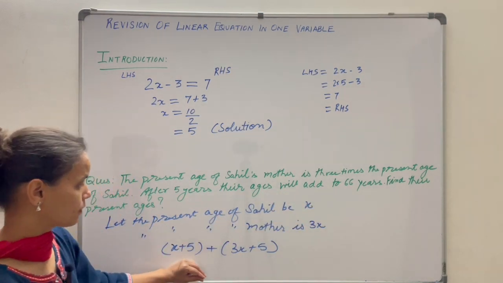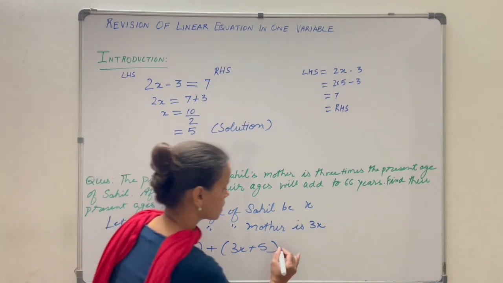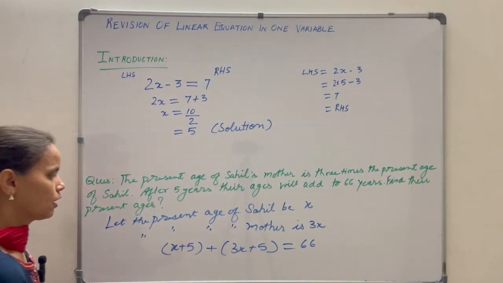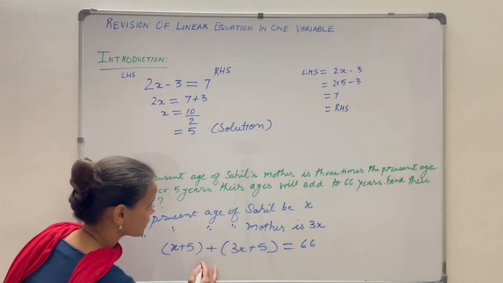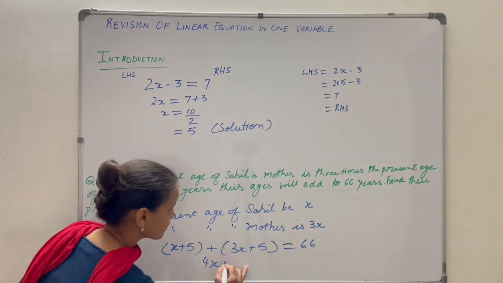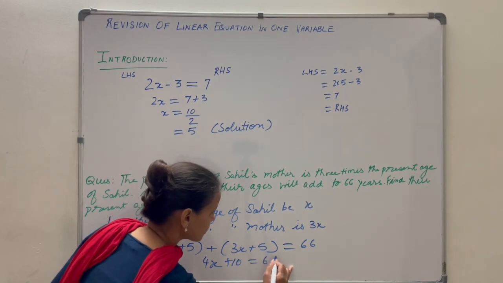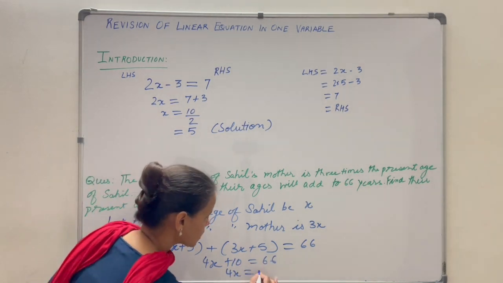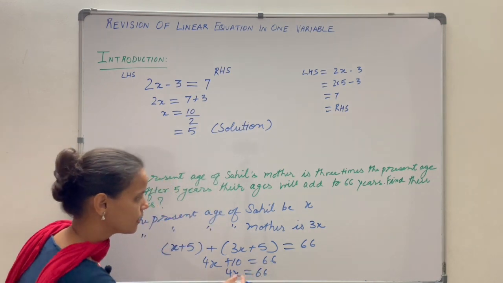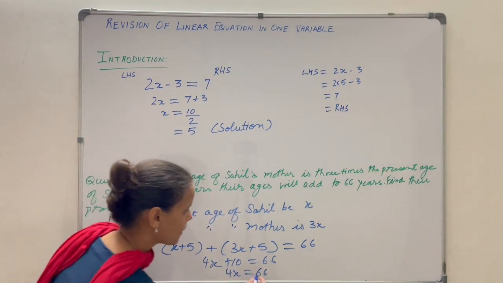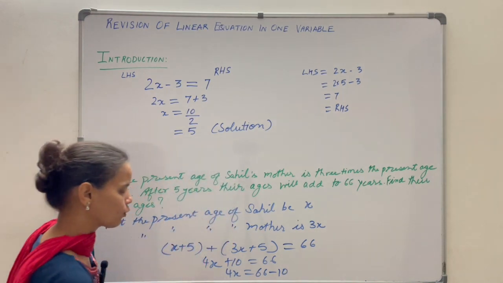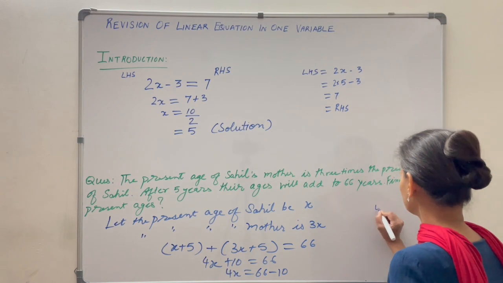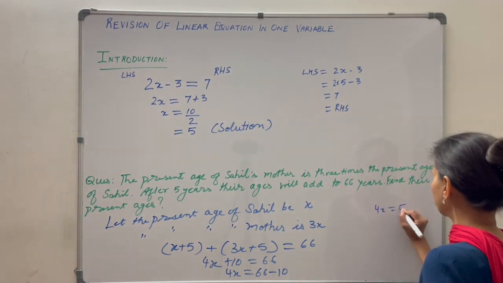So Sahil's age after 5 years and mother's age after 5 years add up to 66. So this is 4x, x plus 3x is 4x, and 5 plus 5 is 10. This is 66. So 4x plus 10 is equal to 66. When you transpose, the sign will change, plus will become minus. So 4x is equal to 56.